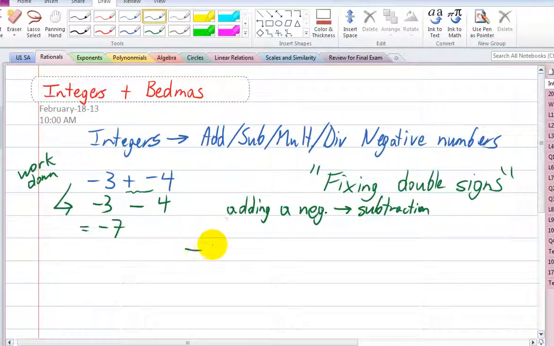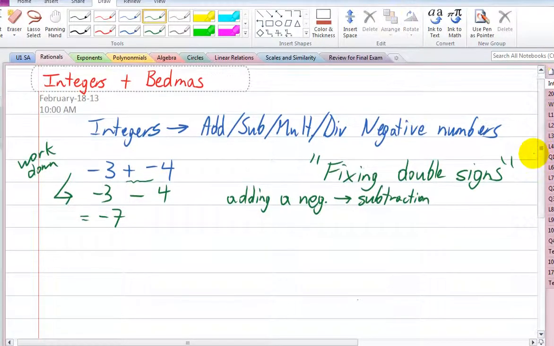But when you start doing things like this, I see that all the time. It's horrible. How do you know what you did? Yeah, you forgot the equal signs, but even if you put them in, it's like a run-on sentence. You wouldn't do that for English. Your English teacher would freak on you. So don't do it for math. Work down.